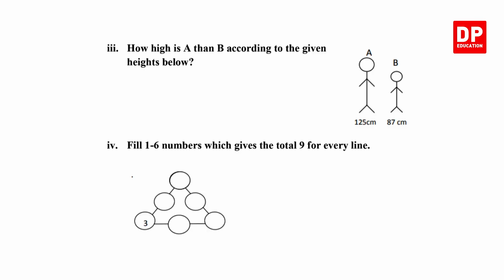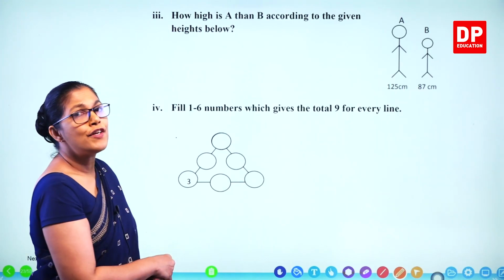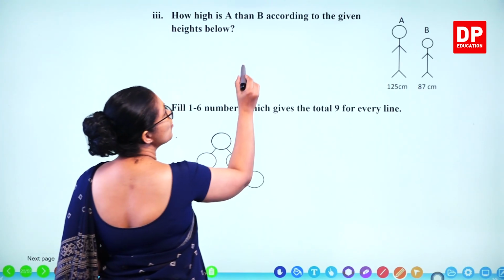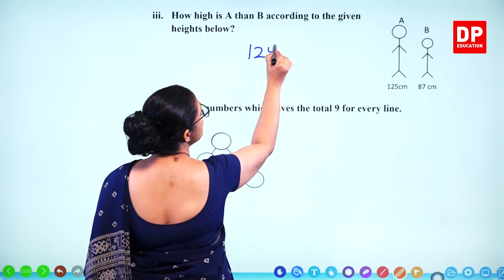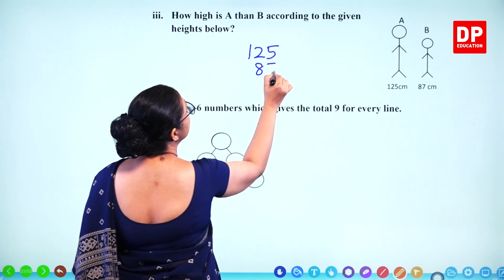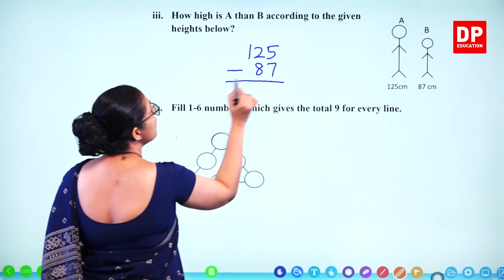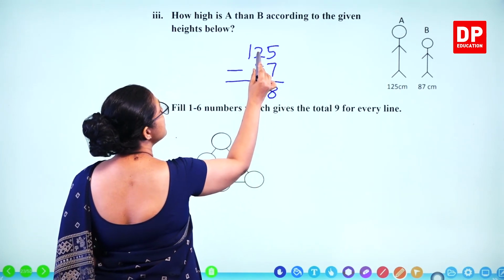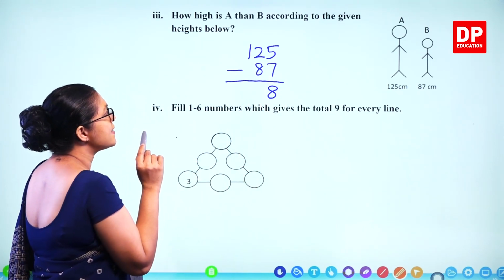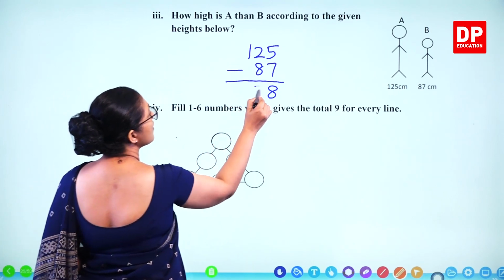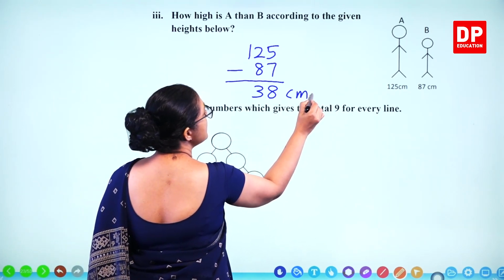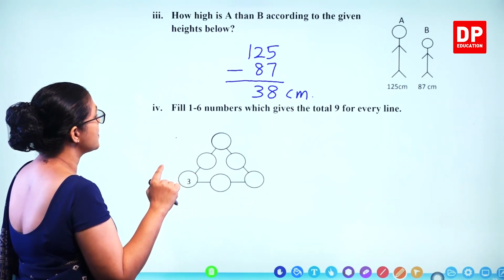Third part, how high is A than B according to the given heights below? So the difference between the two, both are in centimeters, you can just subtract. 15 minus 7 is 8. This becomes 11. 11 minus 8. That's 3. So 38 centimeters is the difference.